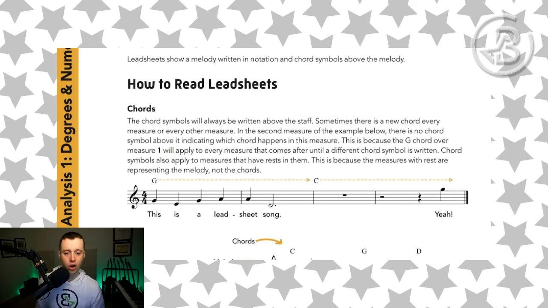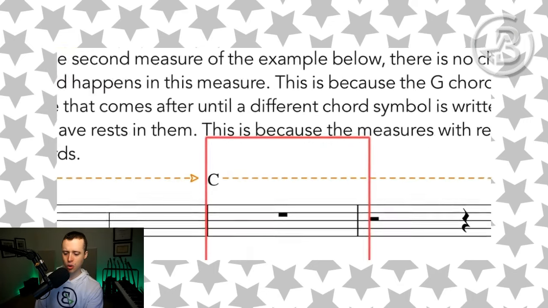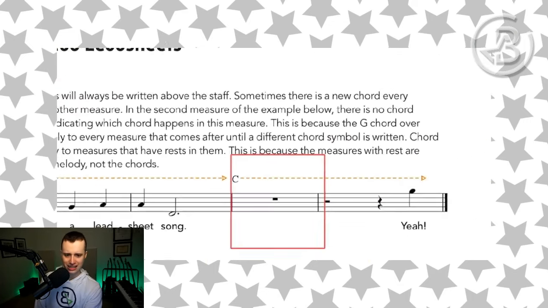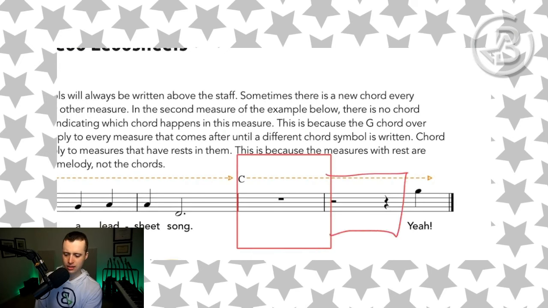Chord symbols also apply to measures that have rests in them. This is because the measures with rests are showing a rest in the melody, or in the notation, but not a rest in the chord. You can see that in this measure there's a whole rest and there's a C chord over it. And even over here, there's a half rest and a quarter rest, still with a C chord over it. All of that is okay. Those are two separate things. The rest is for the melody or the single notes, but the chord continues on even though there is a rest in the melody.